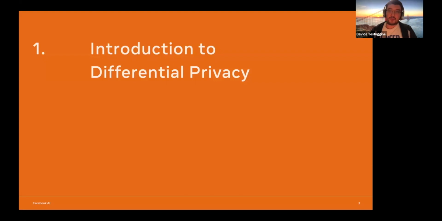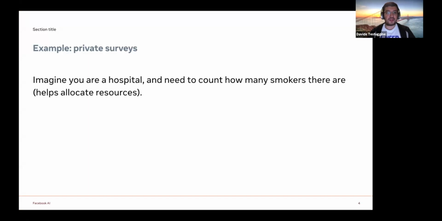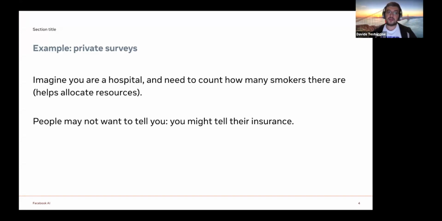To introduce differential privacy to you, I'd like to start from an example rather than a definition. The example is very, very simple, but it will allow us to develop some of the key intuitions that we're going to use here. Imagine you're a hospital, and you're looking into counting how many smokers there are. You may care about this because you want to allocate resources, have more beds, buy more machines, what have you. On the other hand, the people you want to ask may not want to answer that. What if you tell on them and let their insurance know? Maybe they get an insurance hike. So they want some sort of privacy protection in their answer.